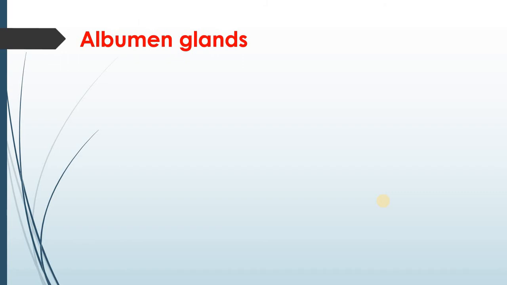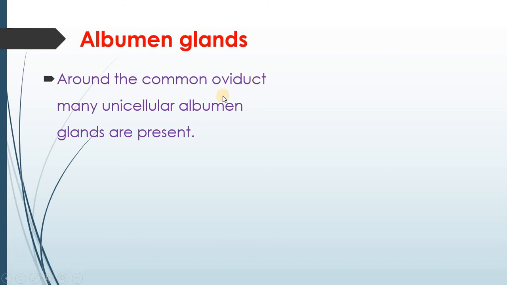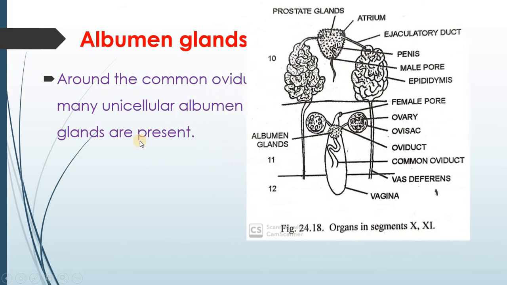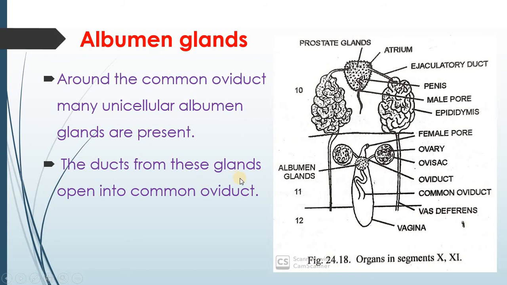Next is the albumin glands. Around the common oviduct, many unicellular albumin glands are present. This is the common oviduct in which the many ducts of the albumin glands open. The ducts from these glands open into the common oviduct. So these are the albumin glands and these open into the common oviduct.